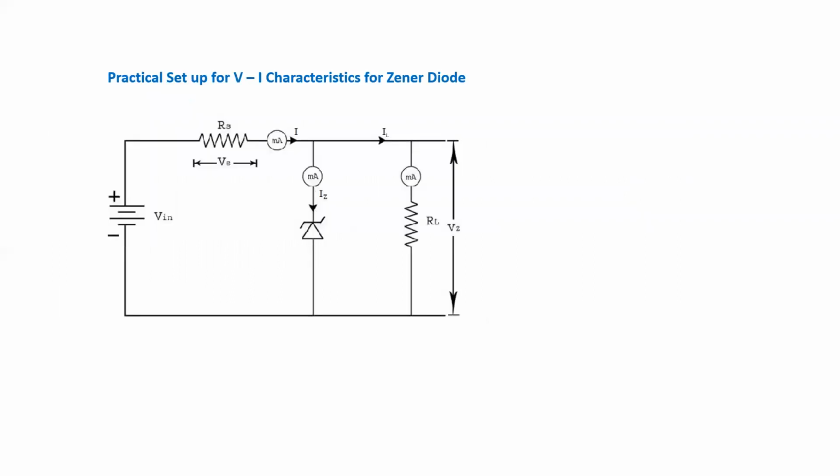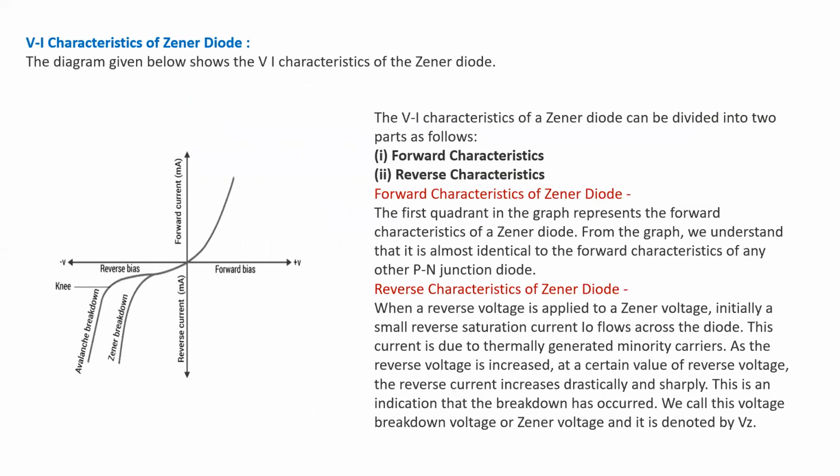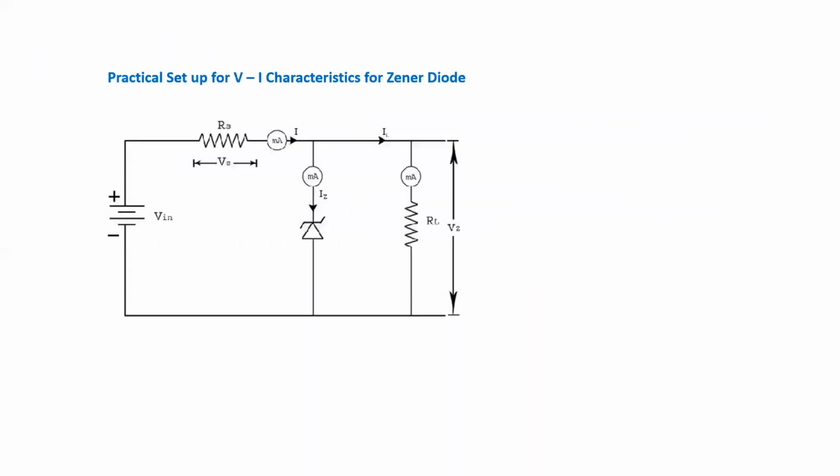Now let us see, this is the practical setup to find out the voltage and the current characteristics for the Zener diode. Here we are observing the Zener diode is connected in reverse bias conditions. That means the anode of the Zener diode is connected to the negative of the battery, and the cathode is connected to the positive of the battery. What I stated just now, it operates in reverse bias and gives us a constant output voltage. That's why the diode, when used as a regulator, is connected in reverse bias conditions.